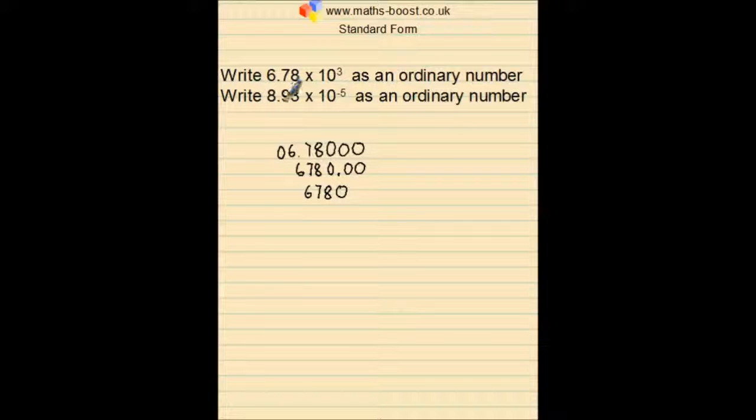Here we have, we're asked to write this as an ordinary number. Again, I immediately notice it's to the minus 5. I know it's going to be a small number. I'm going to sort of, what I would describe as sort of load up the zeros. And I can see I'm going to move 5 place values. So again, a technique: 1, 2, 3, 4, 5. And there we have it.